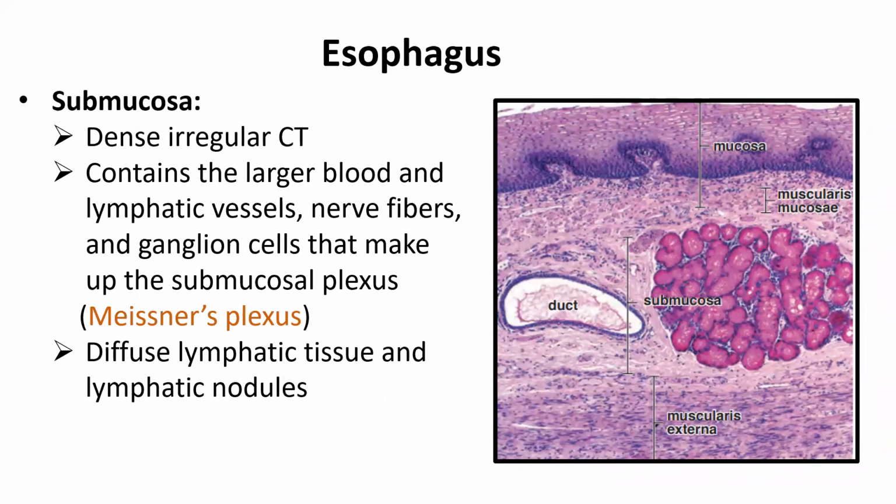In the submucosa, it's a dense, irregular connective tissue, a lot of collagen. As we said, as some of the general structures of this, it always harbors the lymphatic vessels, nerve fibers, ganglia, and other things. There is a particular name for the nerve supply in this area. It's called the Meissner plexus. And we'll talk about some of those plexuses also later in the lecture.